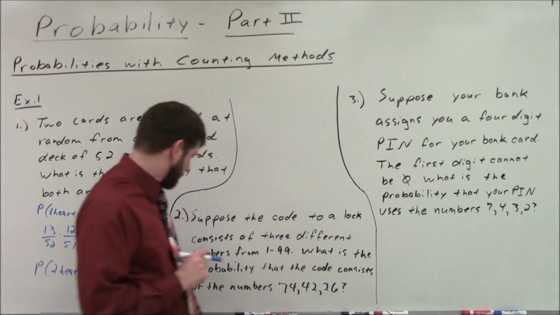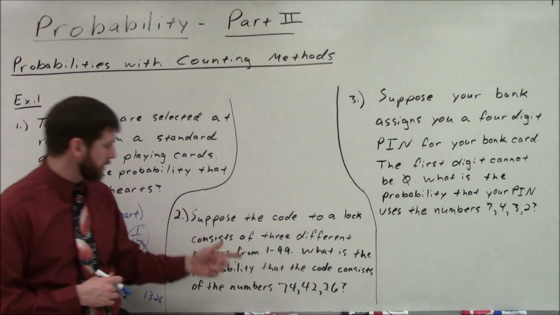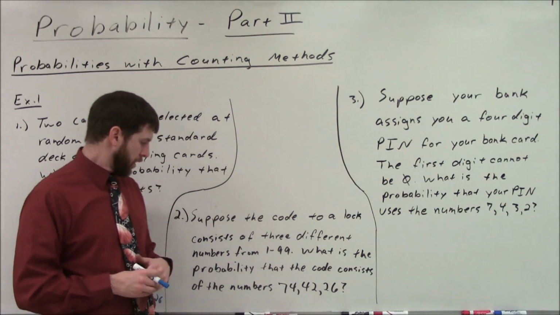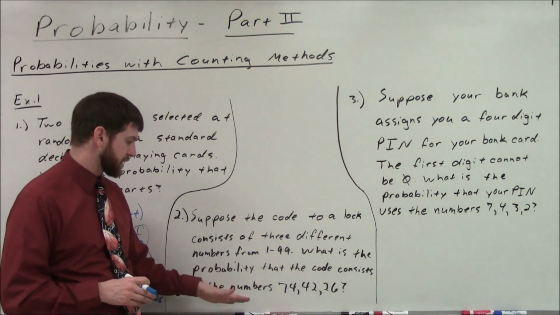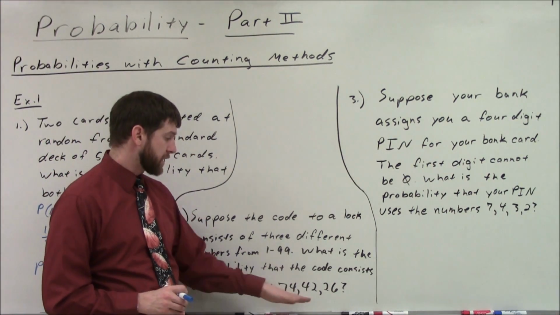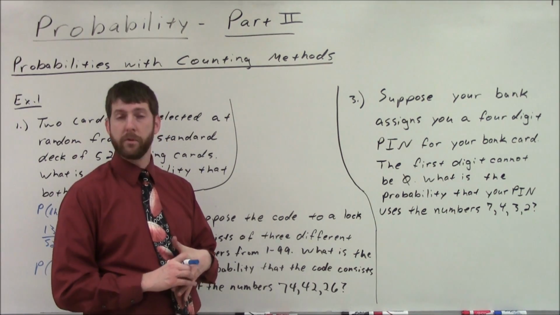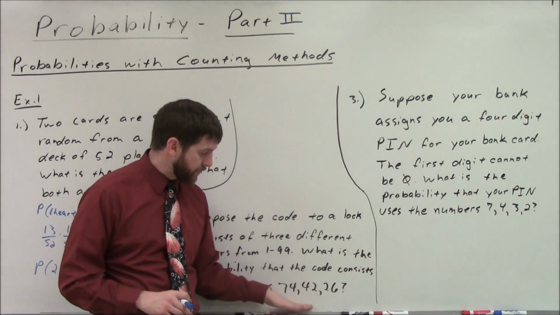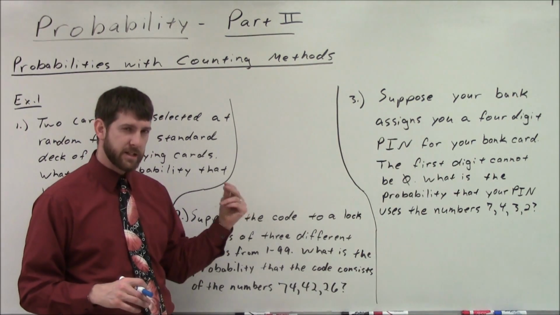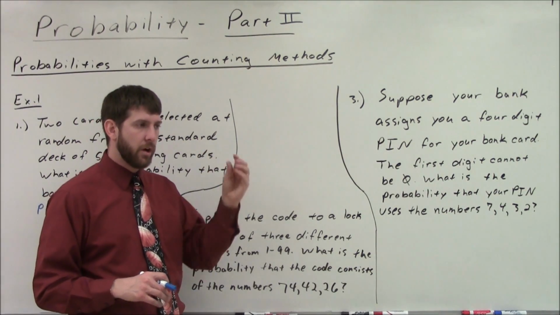Let's look at example 2. Suppose the code to a lock consists of 3 different numbers from 1 to 99. What's the probability that the code consists of these numbers, 74, 42, and 26? Now, did it say those numbers in that order? No. It said we needed to have just those 3 numbers in there, so we could switch those numbers all around. Now, this gets a little tricky, getting that idea of a code.